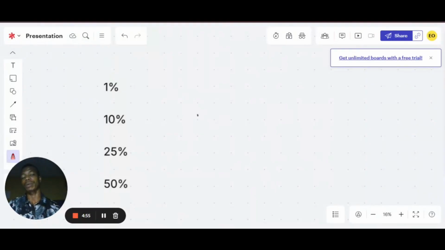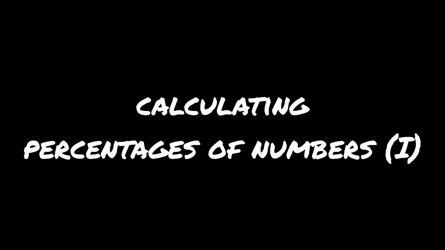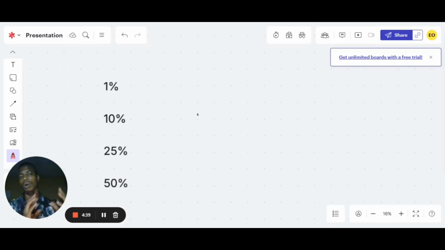So in this video, I will be showing you how to calculate percentages really fast. One way is by keeping these four percentages in mind, as you see on the board: 1%, 10%, 25%, and 50%. These are the most important things you need to know. Once you know these, you can easily calculate any other percentages, and the reason is because these are very easy to find.